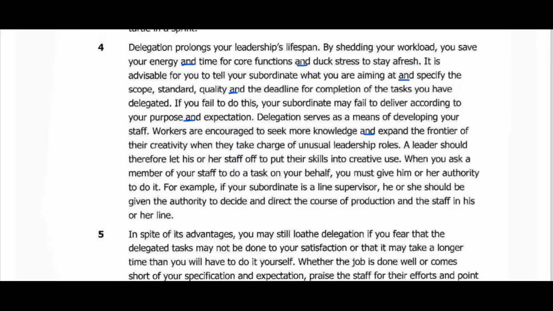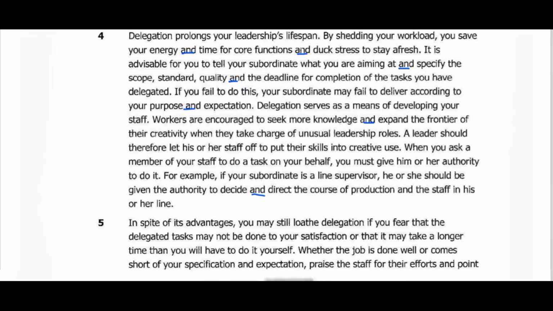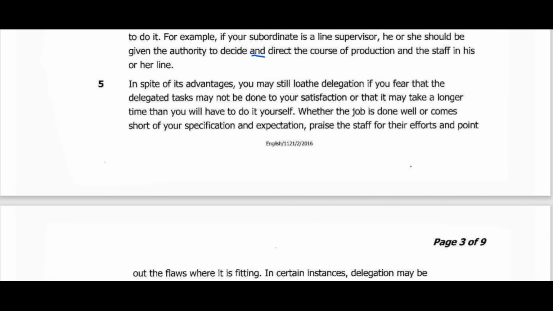For example, if your subordinate is a superior, he or she should be given the authority to decide and direct the course of production and the staff in his or her line. Okay, so then 5. In spite of its advantages, you may still loathe delegation if you fear that the delegated tasks may not be done to your satisfaction, or that it may take a longer time than you have to do it yourself.